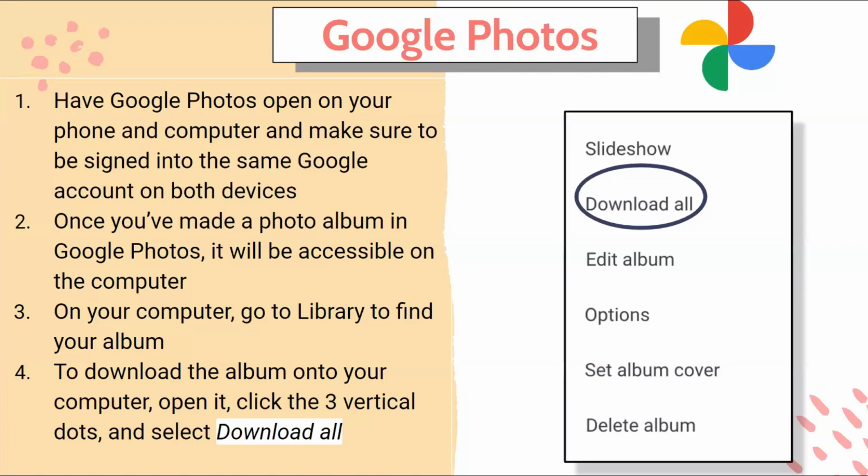So with Google Photos, have the app open on your phone and computer and make sure to be signed in with the same Google account on both devices. Once you've made a photo album in Google Photos, it will be accessible on the computer. On your computer, go to Library to find your album. To download the album onto your computer, open it, click the three vertical dots, and select Download All.